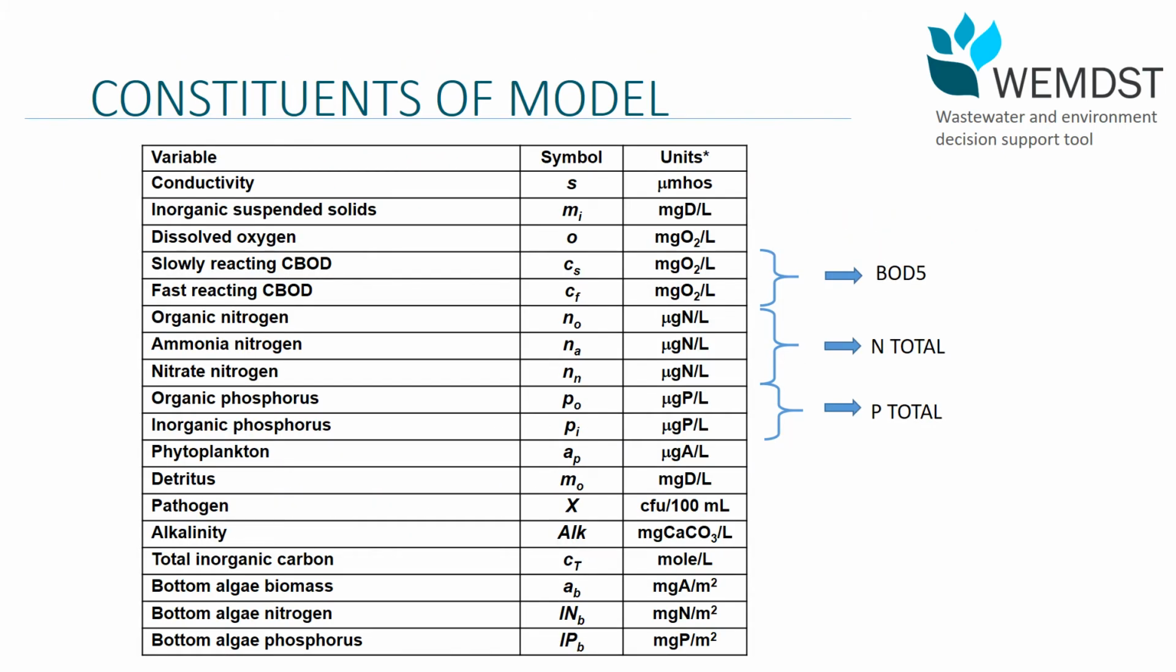So after observing some main components of the QUAL2K model and how we consider the equations and the parameters, we should now observe the constituents of the model. The constituents of the model are listed here, and also the main three components which are then analyzed and shown and observed by the WEMDST toolbox. And in this way we understand BOD5 and how it was taken from the slowly reacting and fast reacting BOD, nitrogen total and phosphorus total.